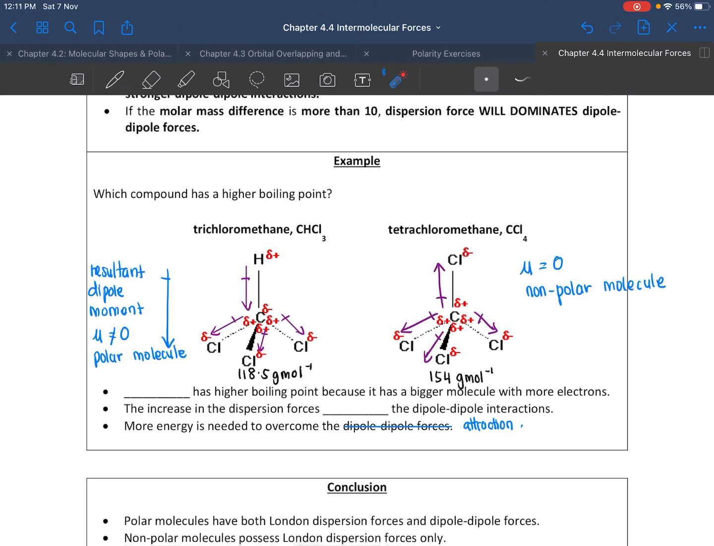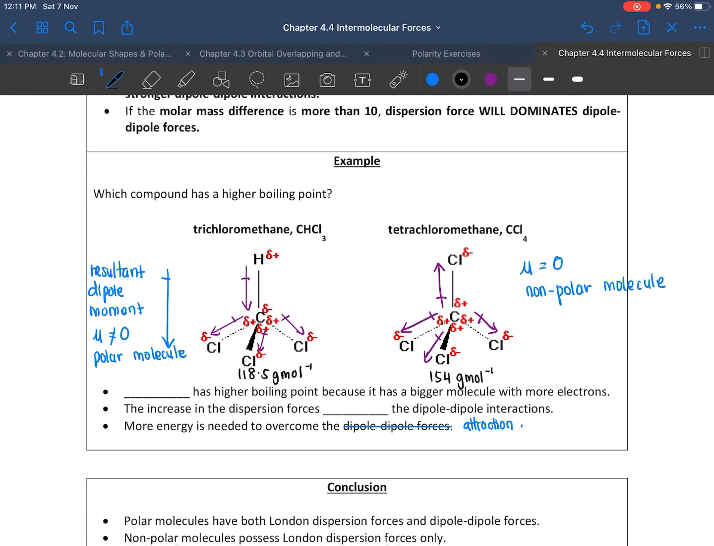Okay, So, molecular weight saya dah tolong kira dekat kamu. So, the molecular weight for CHCl3 adalah 118.5 gram per mole, while molecular weight for CCl4 adalah 154 gram per mole. Okay, so obviously molecular weight dia more than 10 perbezaan dia. Okay, lebih daripada 10. And this tetrachloromethane has higher molecular weight. So, bila dia higher molecular weight, that means dia punya attractive forces should be stronger in between CCl4 molecule. So, maksudnya kita boleh cakap CCl4 ada higher boiling point.